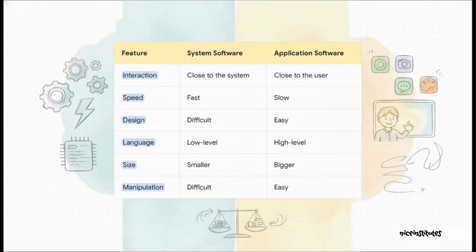Now, what's really cool about this slide is how it just lays everything out side by side. It's all right here. Just look at that contrast. On one side, system software. It's fast, it's small, and it's tough to mess with. And on the other side, application software. It's slower, it's bigger, but it's way easier for us to use and for developers to actually create. It's just a perfect example of engineering trade-offs in action. You can't have it all.